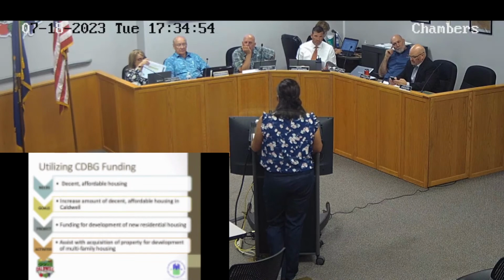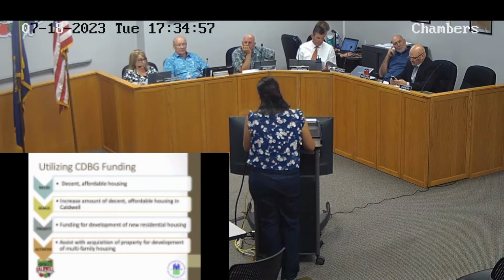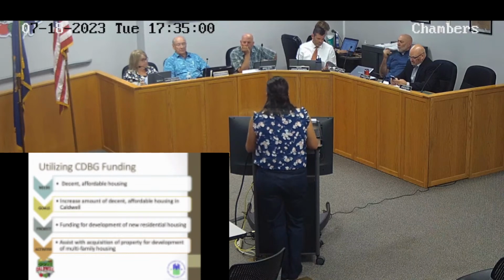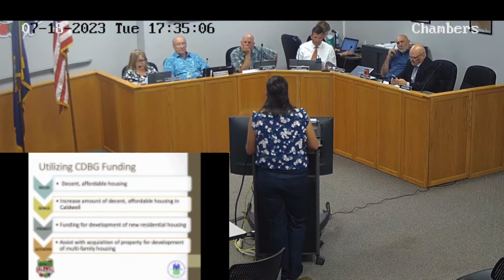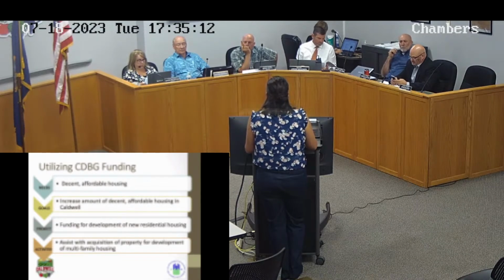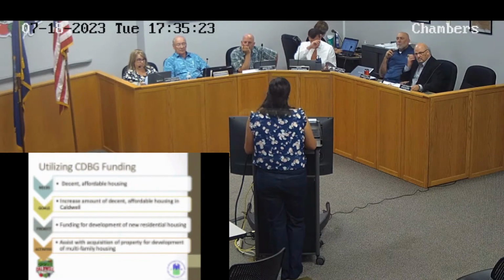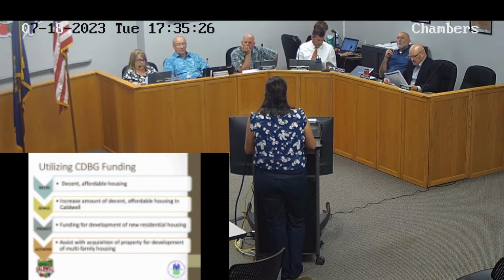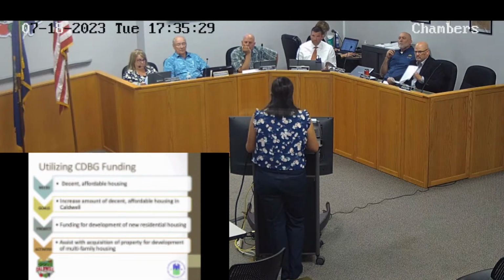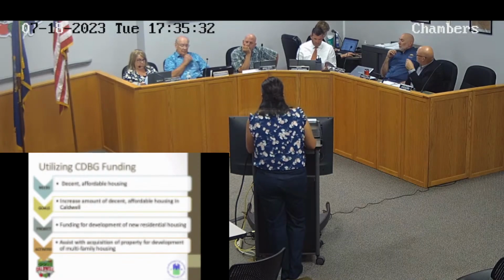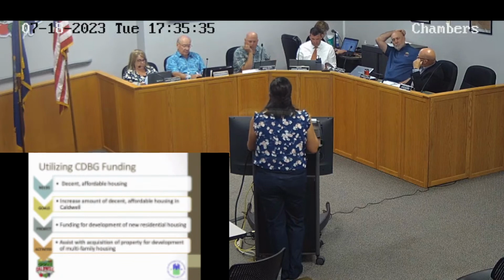Next slide. Our flow to utilizing our CDBG funding. We begin by identifying the needs in our city. The example would be a decent, affordable housing is a priority throughout the state of Idaho. And so that is one thing that we will be focusing on. Goals is next. We want to increase the amount of decent, affordable housing in Caldwell. And the project would be funding for development of new residential housing, which then leads to activities, which is assisting with the acquisition of property for development of multifamily housing. That would all be done completely on the administrative side, which would be what I would do.